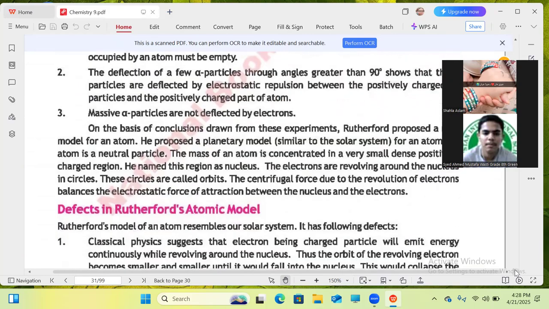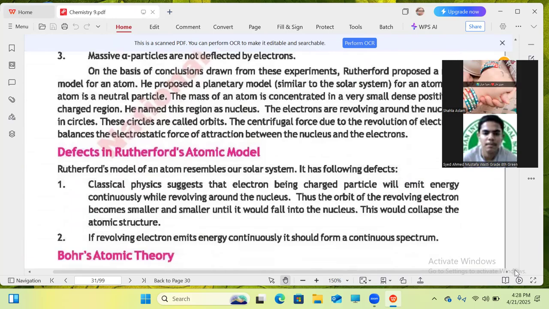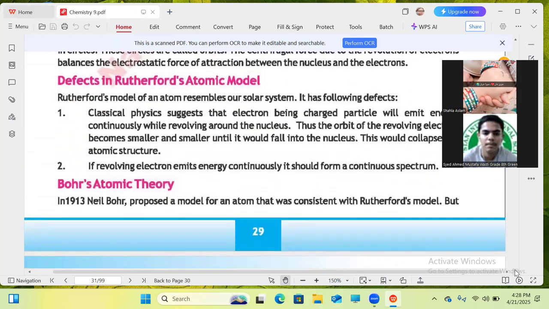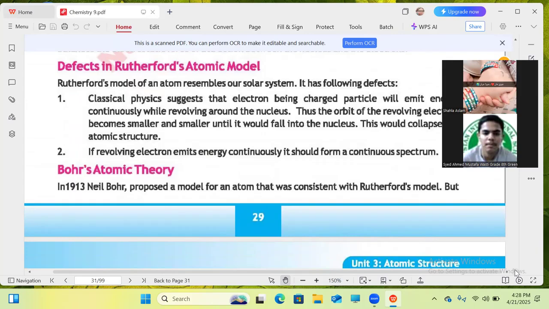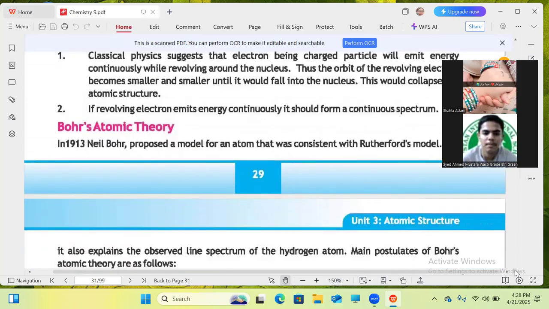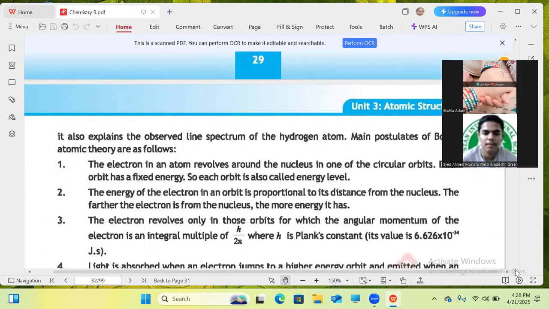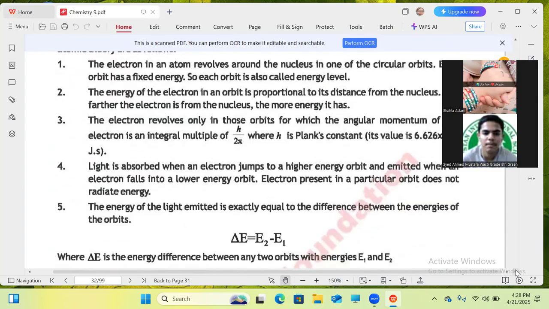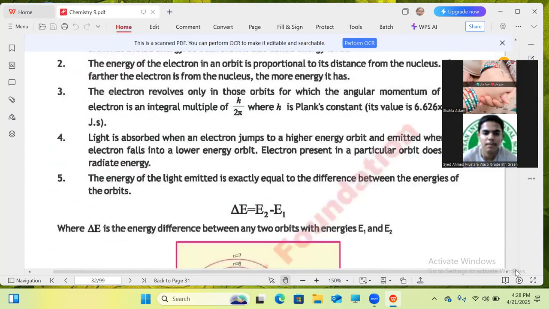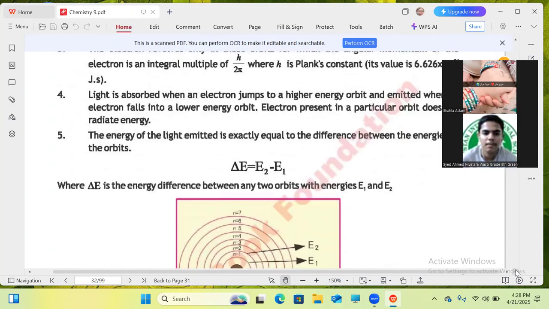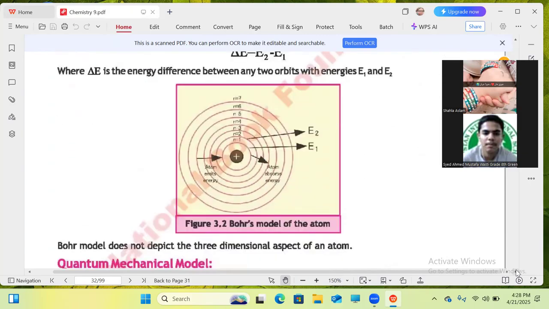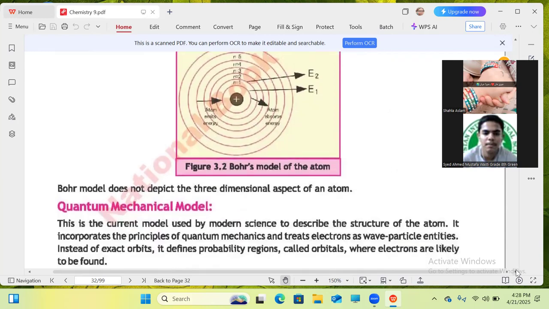Although he had some defects in his model, these defects were resolved by Niels Bohr in 1930, as he gave his Bohr atomic theory, which was 95% a true model for an atom. Am I right? But a very little aspect, like the three-dimensional aspect of an atom, was not described by the Bohr model. Then fourth number, the quantum mechanical model.